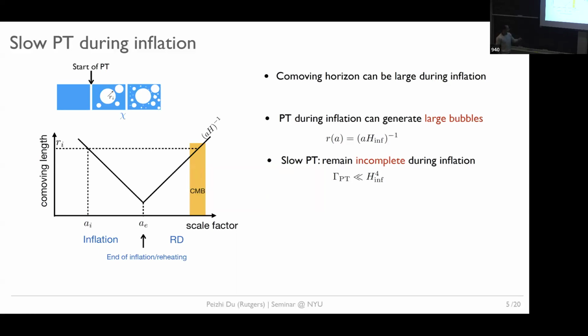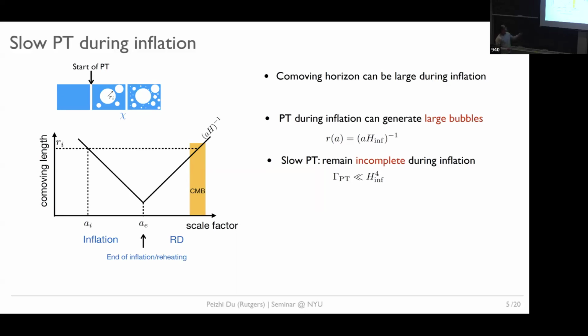But if we consider this slow first order phase transition, then the bubbles will be there, but they never collide because the phase transition never completes. So you just have an imprint of these bubbles in the chi field that remains after inflation. That's the feature for which we want to consider slow.